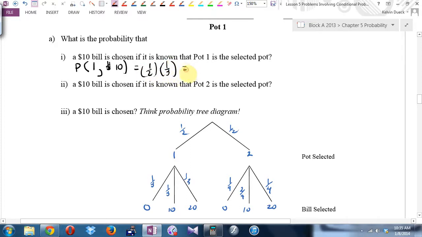I'm going to argue this one we don't need a calculator for. Top times top, bottom times bottom. What do we get? 1/6. If you know you picked pot one, the odds of you getting a $10 bill, 1 in 6 times.